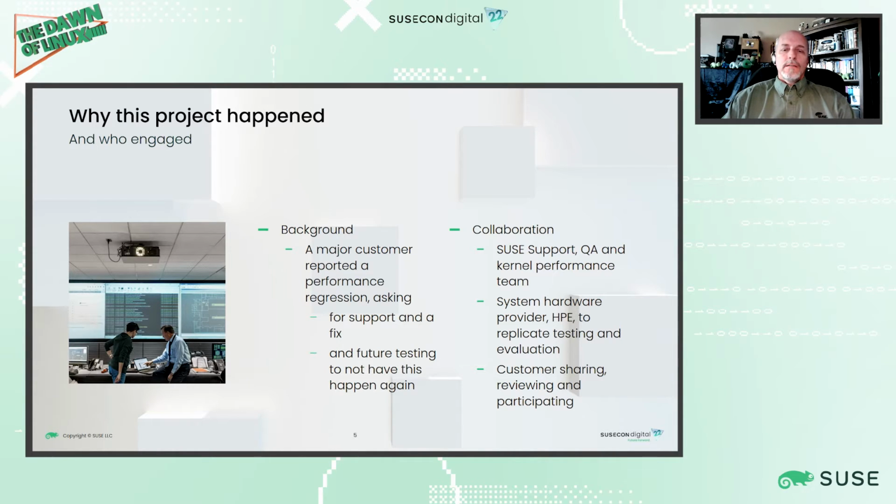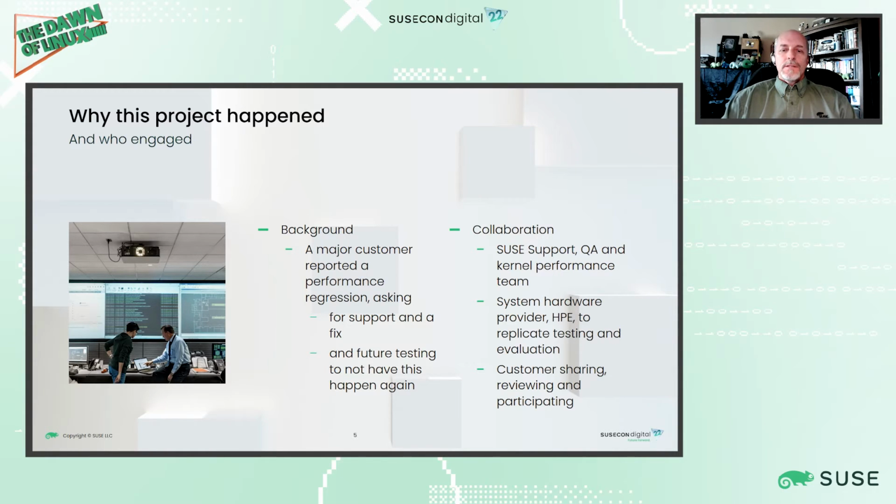The background was that we have a major joint customer that noted a performance regression when they did a patch update that included the kernel. So they asked for support. They wanted it fixed. They gave us the results. And they wanted this to be something that they could preemptively do going forward so that they didn't take down their mission critical system with a performance regression.